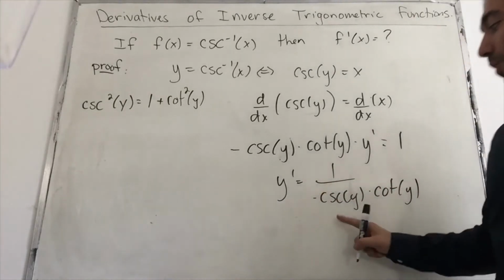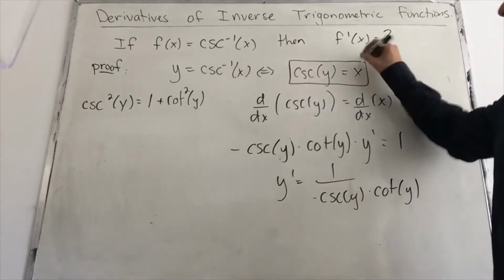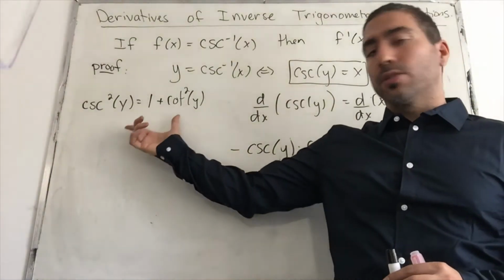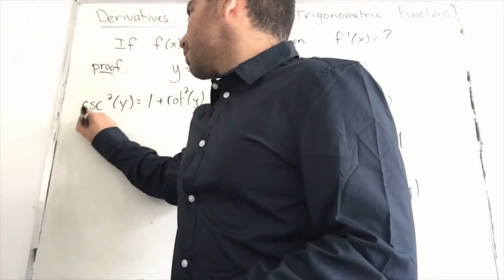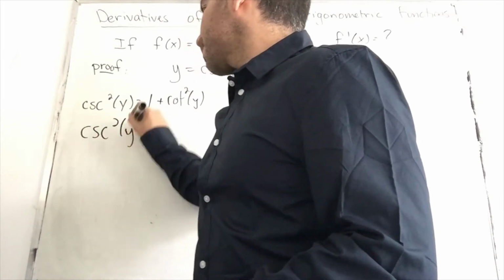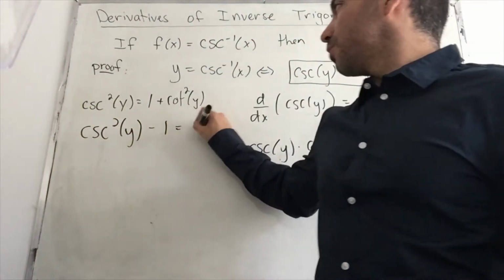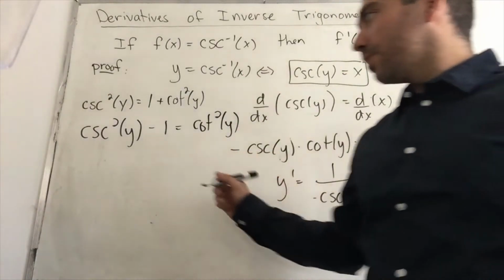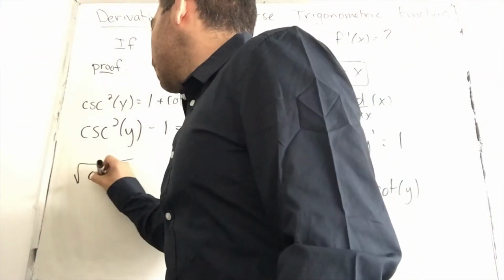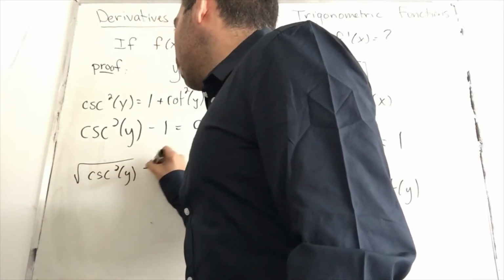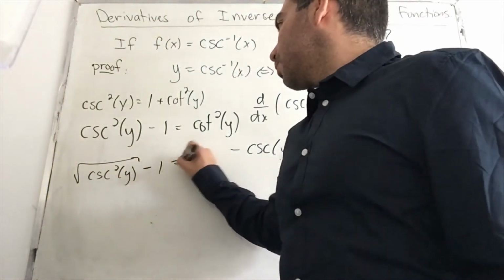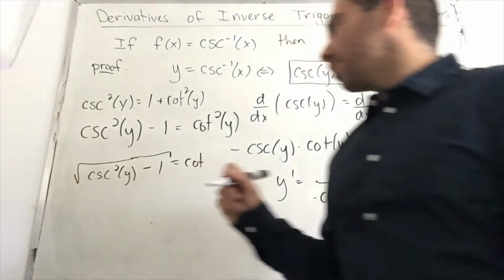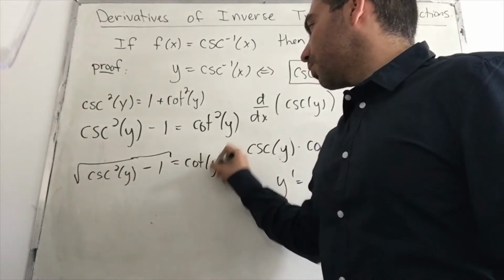Okay, so cosecant y is not an issue. We know we could substitute that using x, but the cotangent, we have to apply this property. So let's go ahead and solve for cotangent. We're going to subtract this equation here by 1 on both sides, leaving us with cot squared of y. And now we're going to square root both sides of the equation, leaving us with cosecant squared of y minus 1, all underneath the square root, equals cot of y.